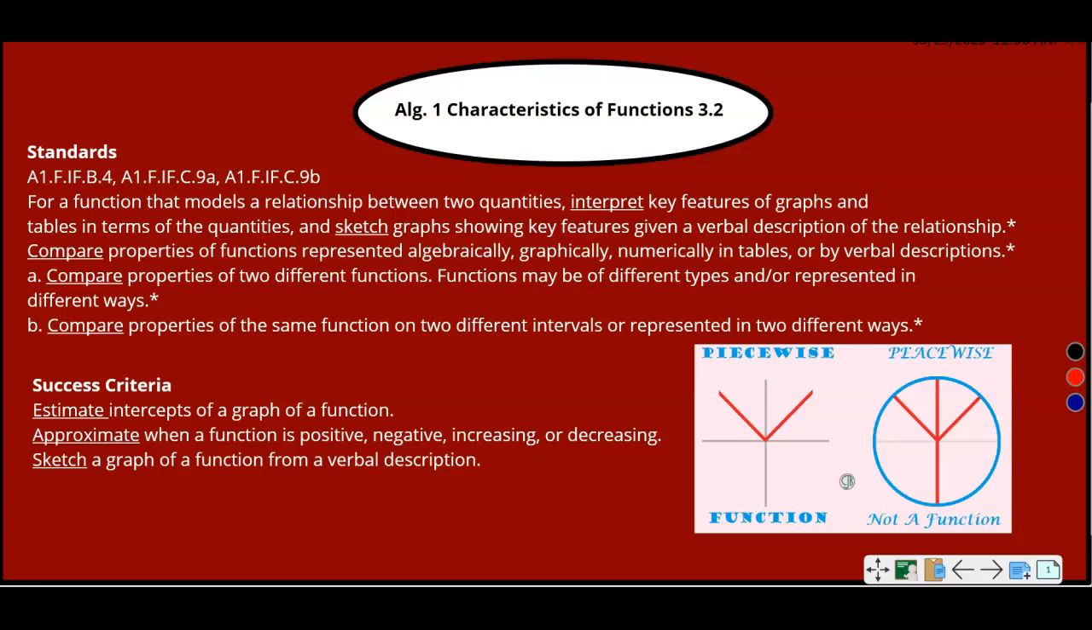Today we're going to look at characteristics of functions. As we always start, here's our standards, and here's what we need to be successful, our success criteria. We need to be able to estimate intercepts of a graph of a function. We need to be able to approximate when a function is positive, negative, increasing, or decreasing. And we need to be able to sketch a graph of a function from a verbal description.